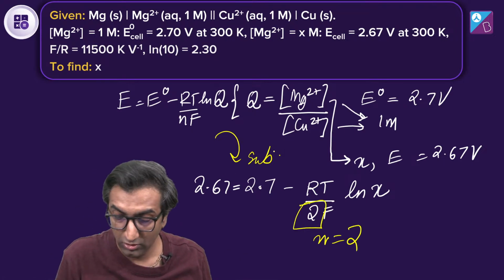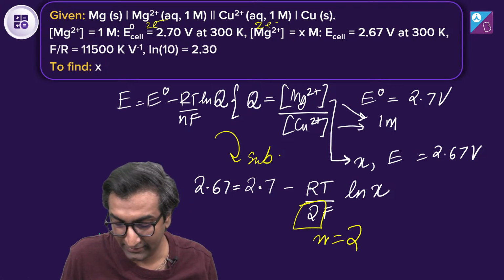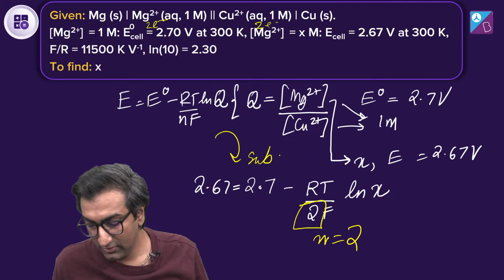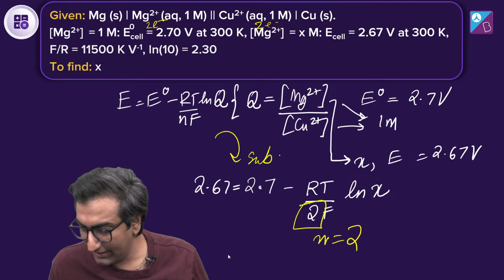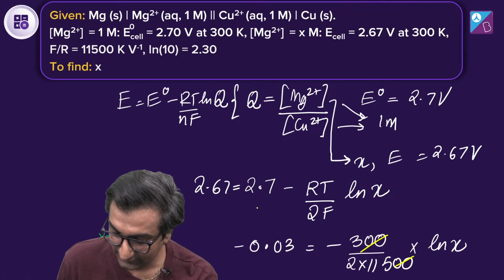Why N equal to 2? Because again, see, there are 2 electrons transferred here, same 2 electrons being accepted over here. Okay, sweet. That's it. और F by R was 11,500. ये 300 डाल दिया, सब कुछ कैंसिल हो जाता है.